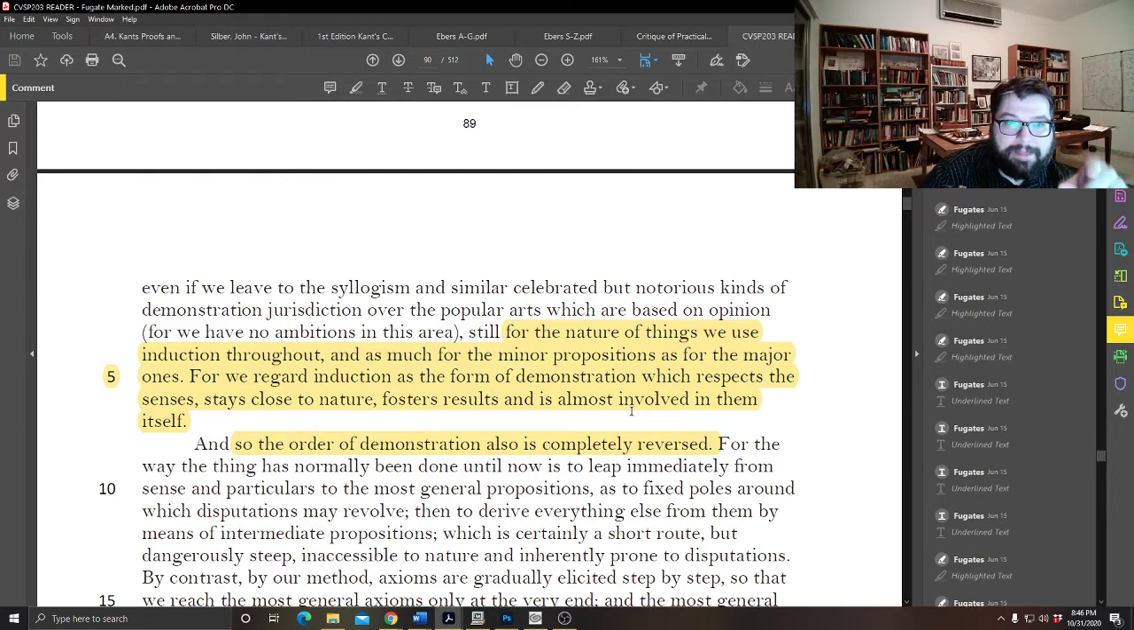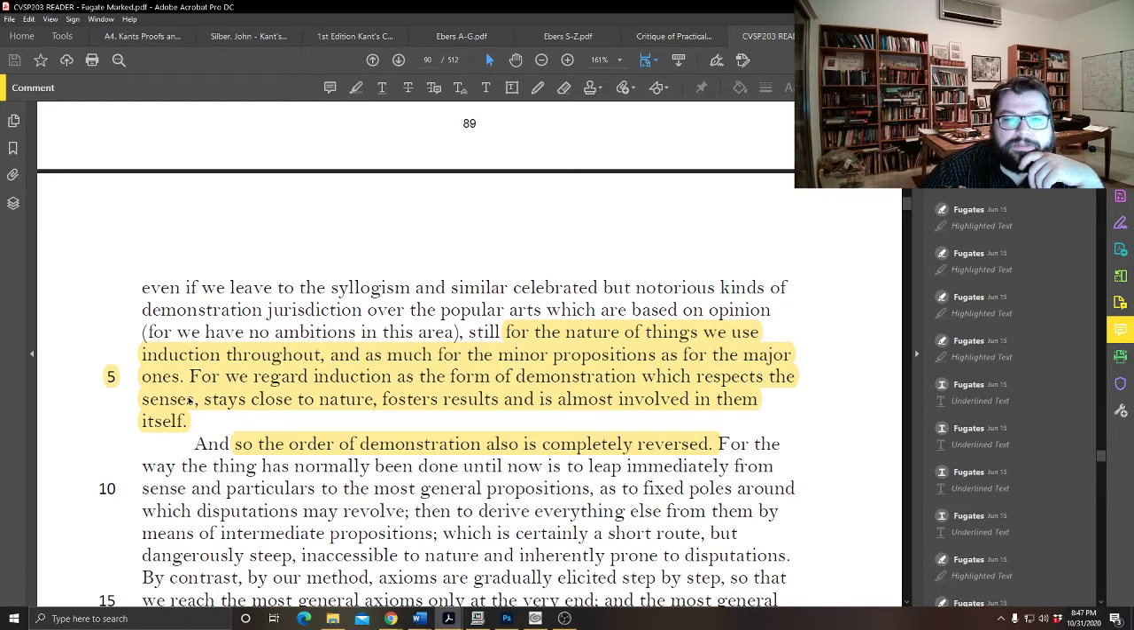Socrates is a man is called the minor proposition. And therefore, Socrates is mortal is the conclusion of the syllogism. So when he says here, we use induction as much for the minor propositions as for the major ones, that's what he is referring to.